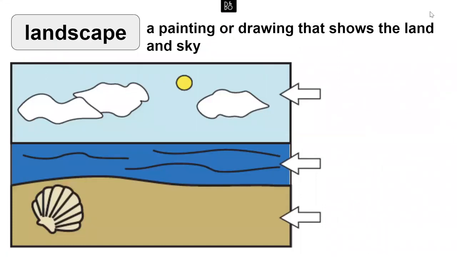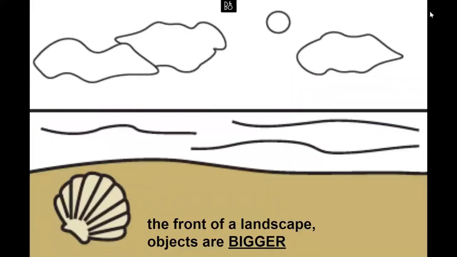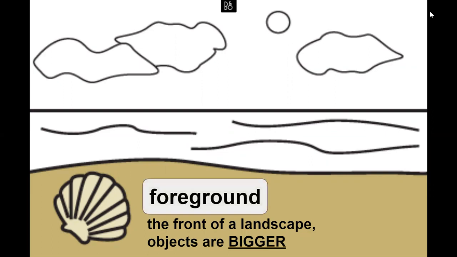So remember, a landscape is just a painting or drawing that shows the land and sky, and it has three parts: the foreground, which is in the front, middle ground, which is in the middle, and the background, which is in the back. So, the front of a landscape where objects are bigger is called what? You said foreground, you're right.